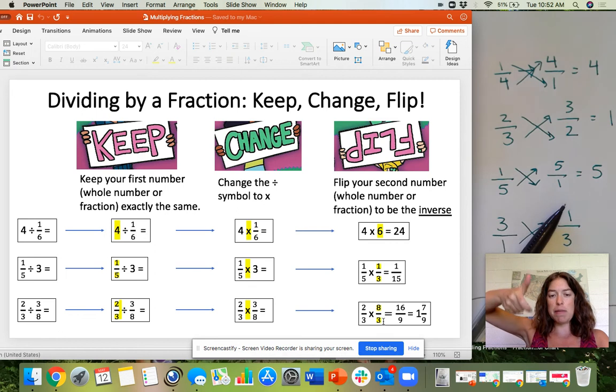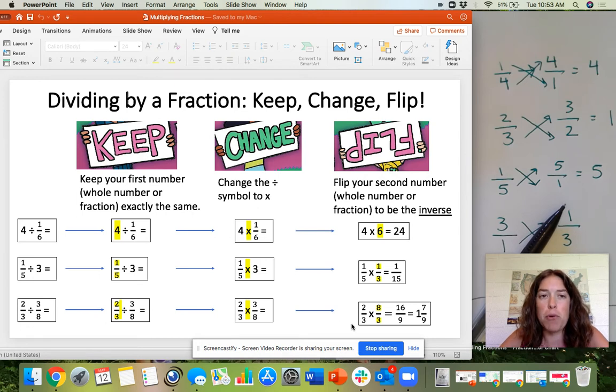And once I flip it and get the inverse, 3/8 becomes 8/3. Now I can multiply. I know how to solve 2/3 times 8/3. That's something that graders do know how to do. I multiplied my numerators, I multiplied my denominators, and then I just reduced it. So I wasn't left with 16/9, I was left with 1 7/9.